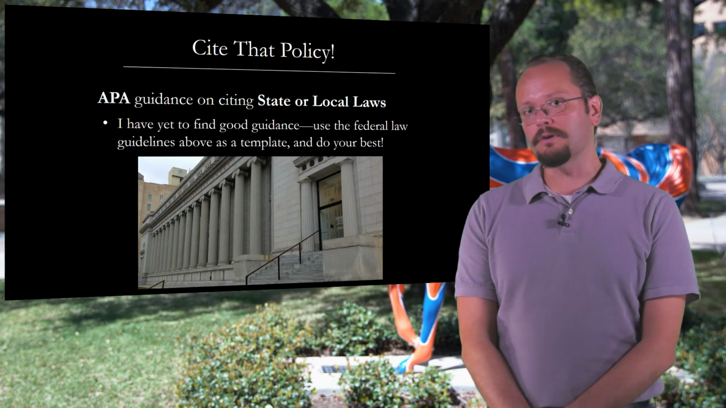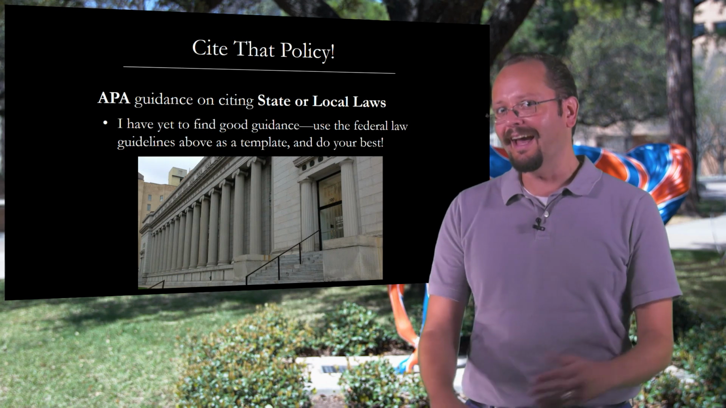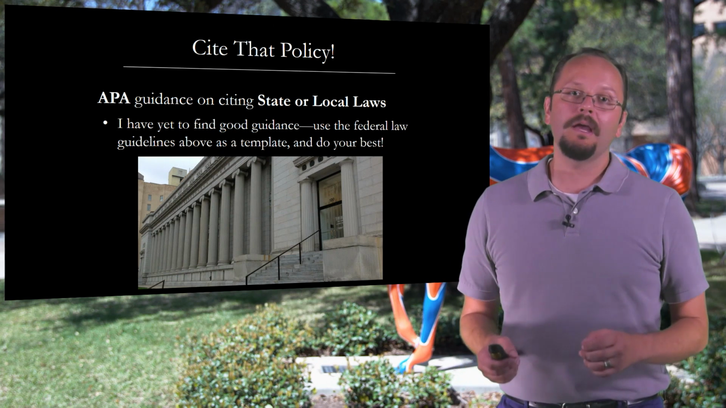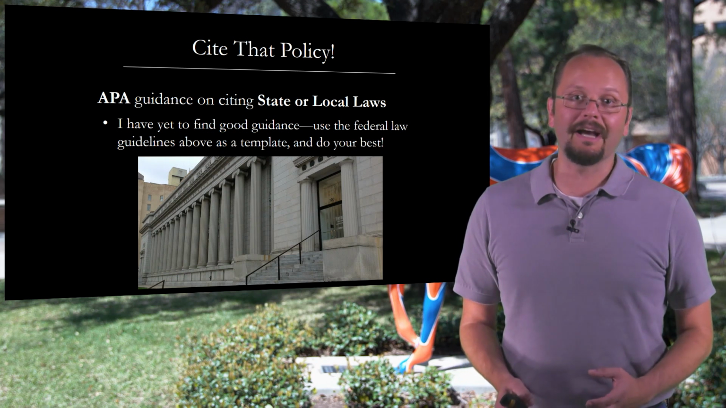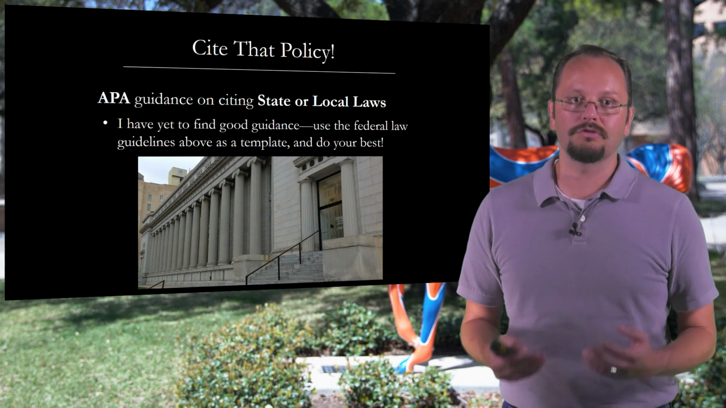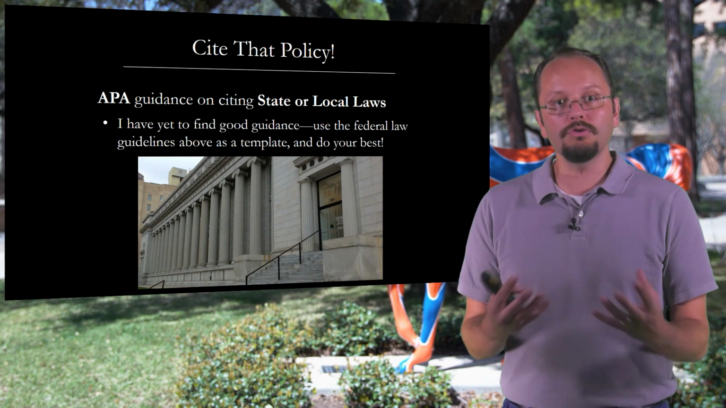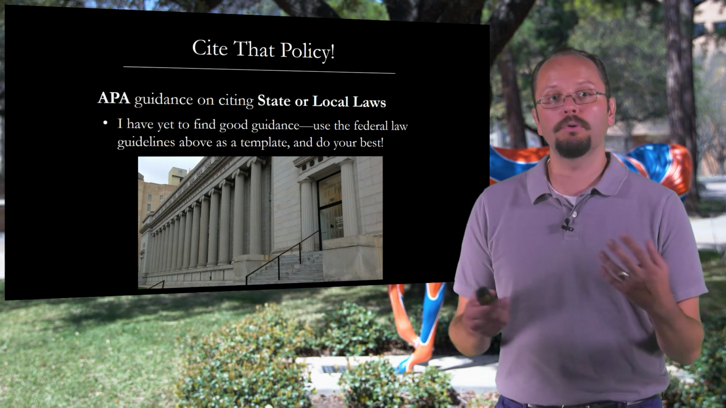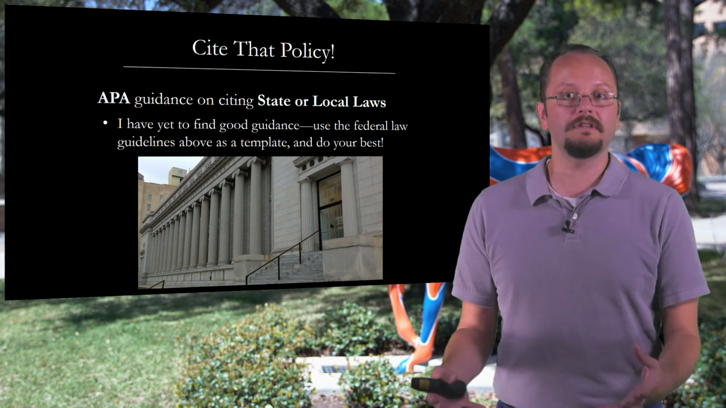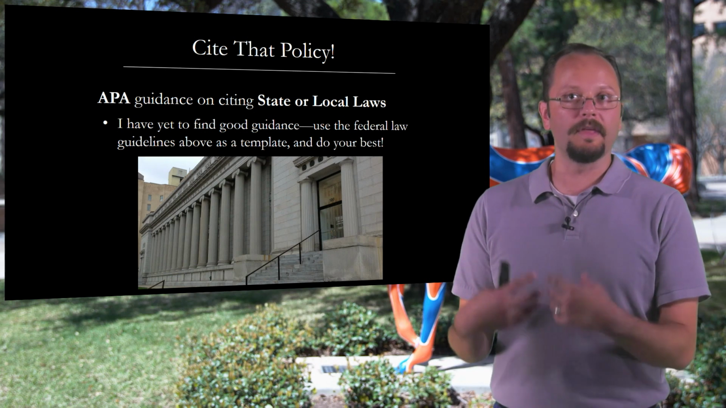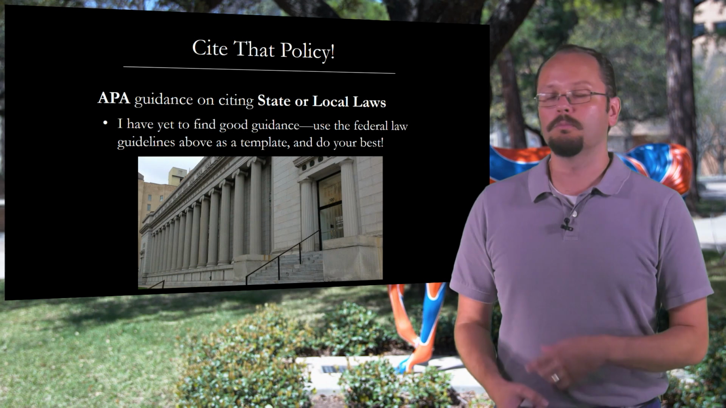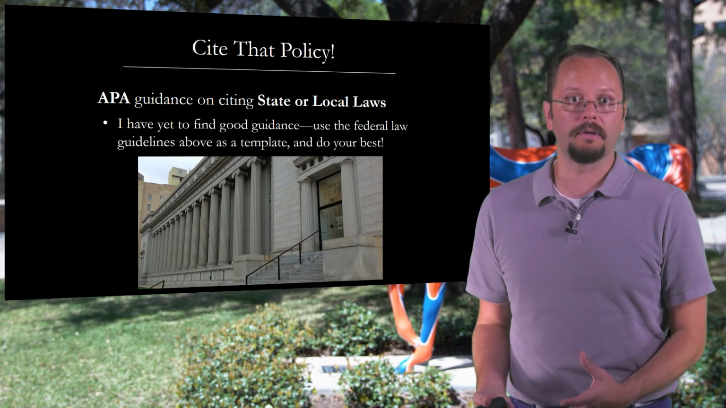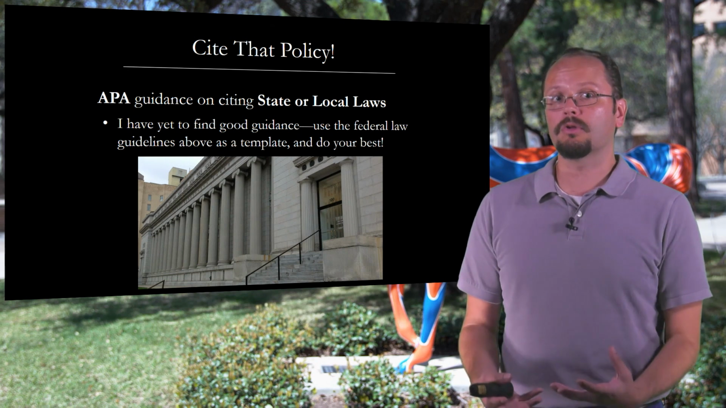All right, so you may be thinking, but I don't have a federal law, I have a state or a local law, a state law, a city law. Well, I've got to tell you, APA provides no specific guidance on state or local laws. So I recommend using the federal law guidelines as a template, and do your best. So when you compose your reference entry, instead of saying USC, you'll be saying whatever it is that the state uses to record its laws. You'll provide whatever title numbers and section numbers you can find within the state law information. Do your best there. Use the federal guidance as a template.